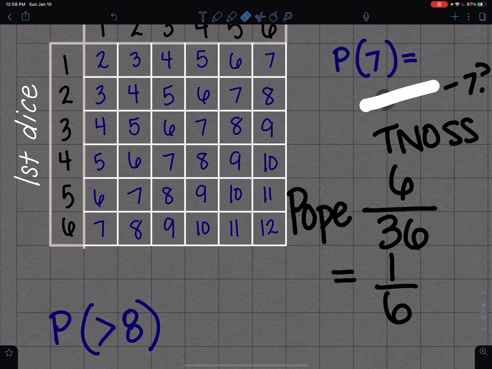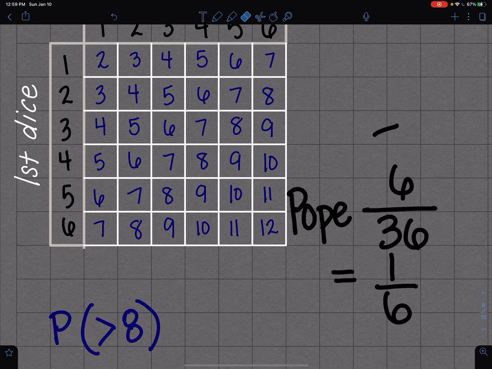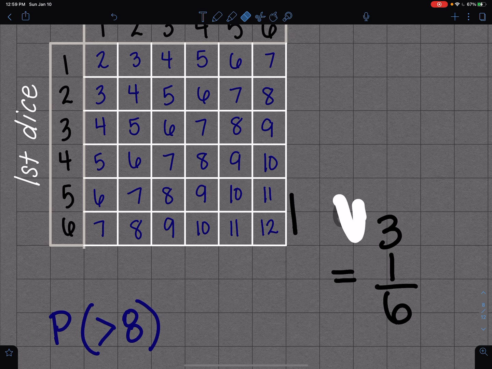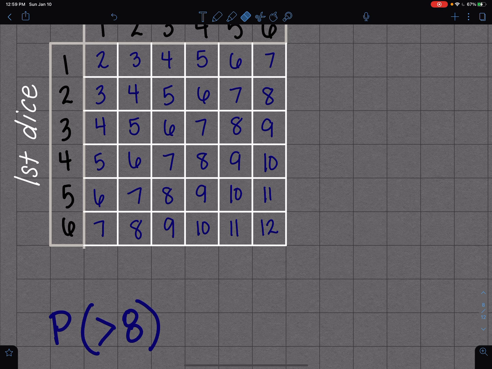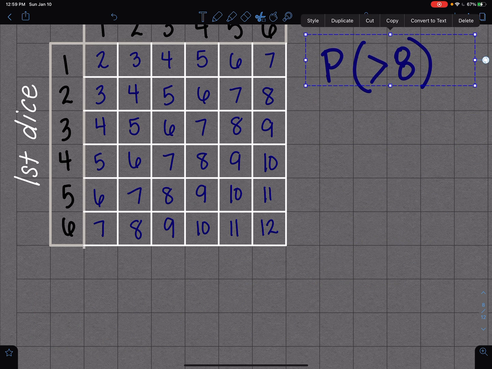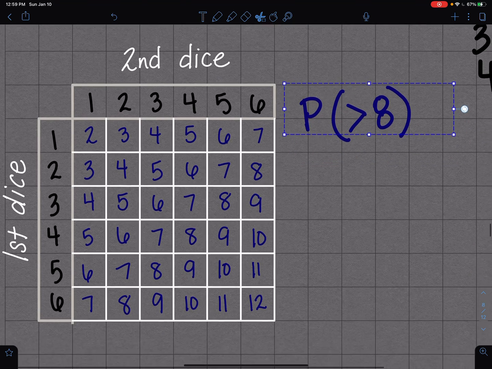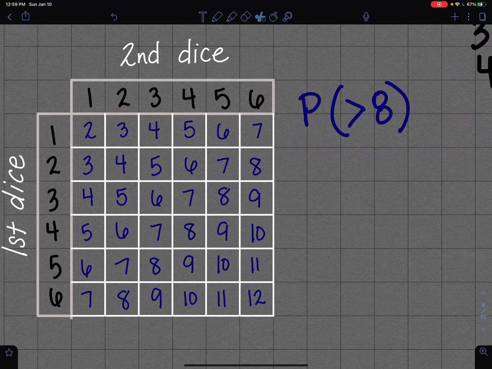Now, the second part of the question wanted to know, what's the probability of getting something that's bigger than 8? So that was this question down here. What's the probability of getting something that's bigger than 8? All right, this is tricky, but it's not as tricky now that we have this table all written out.